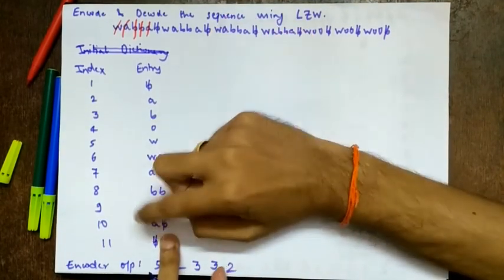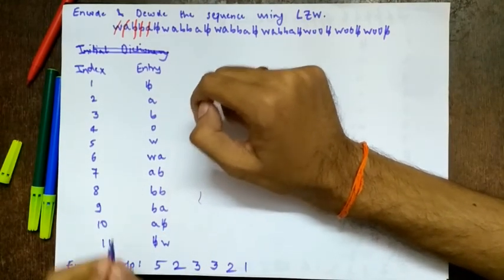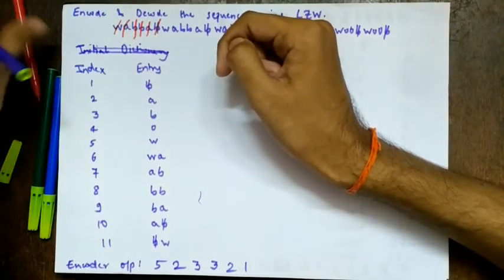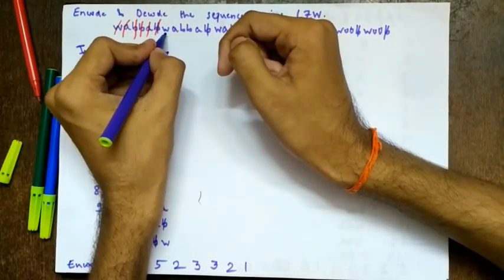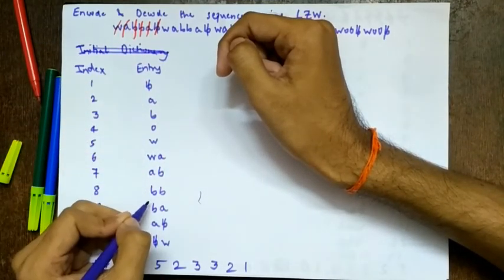So again remove this B bar. Is B bar in the dictionary? Obviously it has to be. So it is corresponding to index 1. So it is 1. Right? So we have encoded B bar. So scratch it. Now comes the interesting part. Now see, we have W. Is W in the dictionary? Yes. So we will not make a new entry.